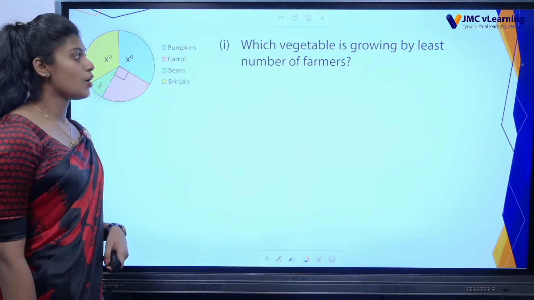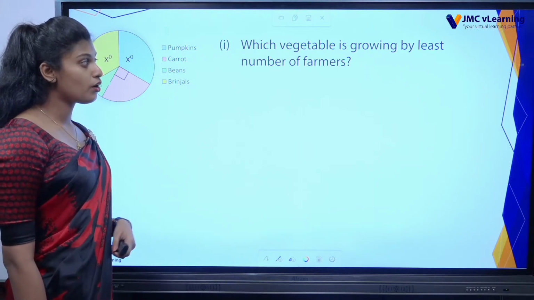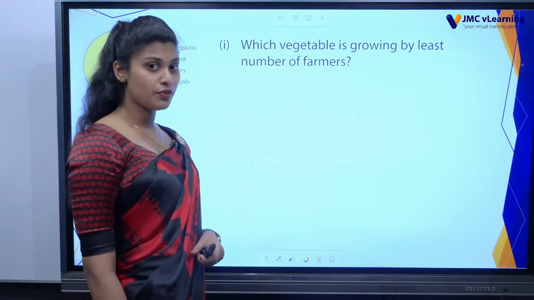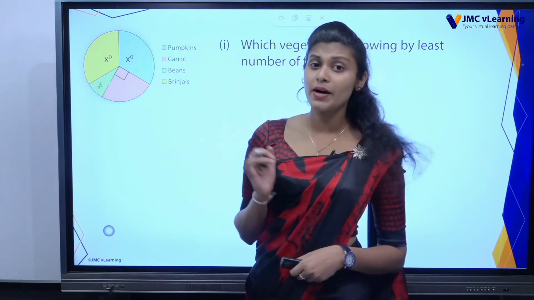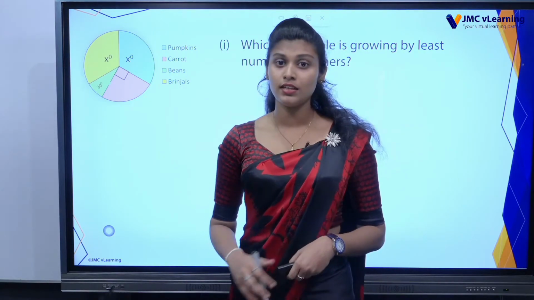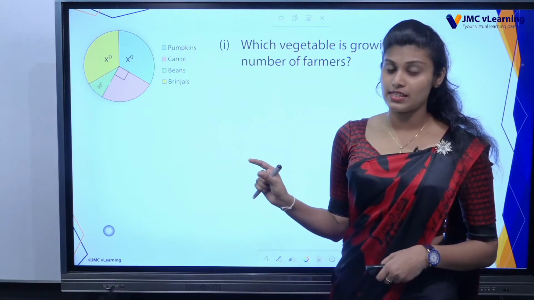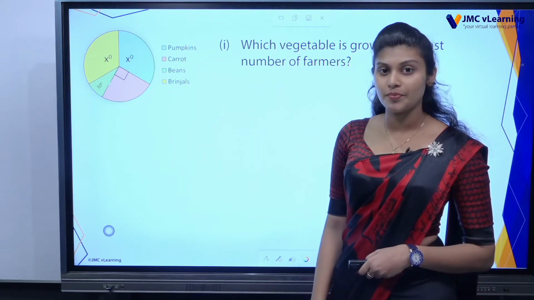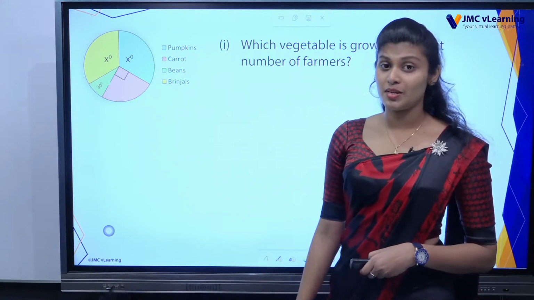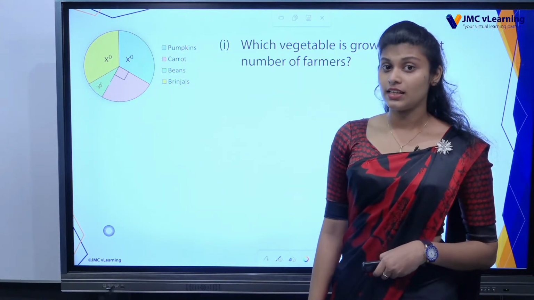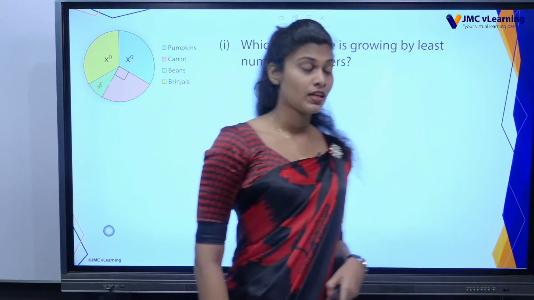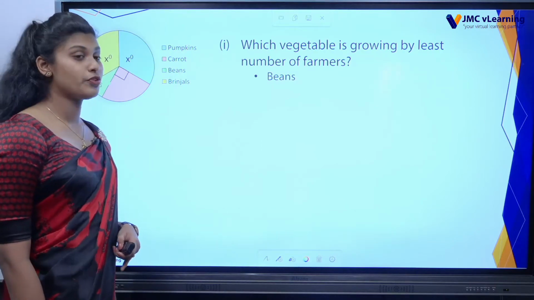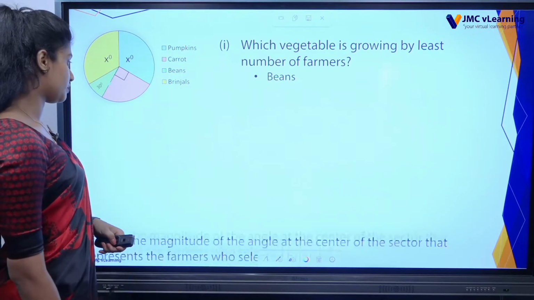First question is, which vegetable is growing by the least number of farmers? Least number of farmers, how can you find it? By looking at the pie chart you can take the answer. That means the smallest sector is showing the least number of farmers. What is the smallest sector here? Yes, that green color part is the smallest sector. Then what is the answer? Yes, beans. Then the least number of farmers are growing beans.